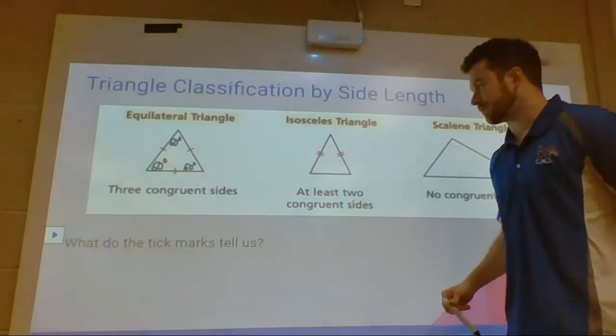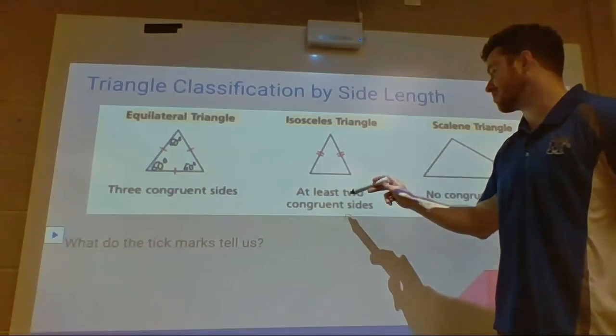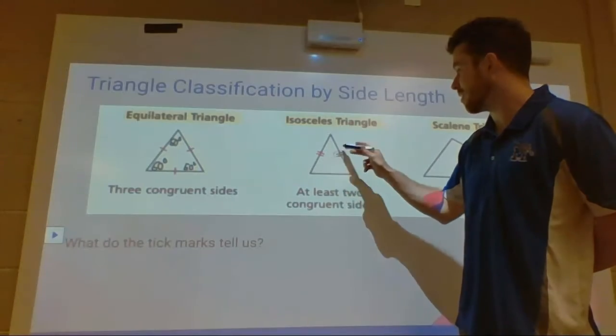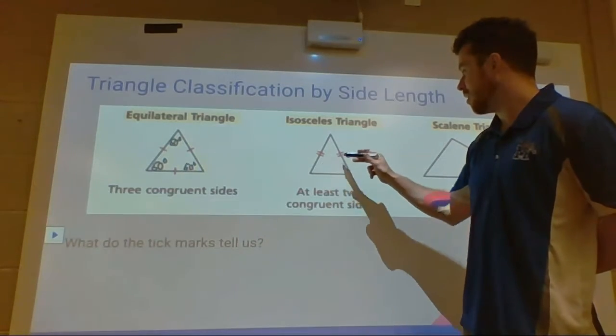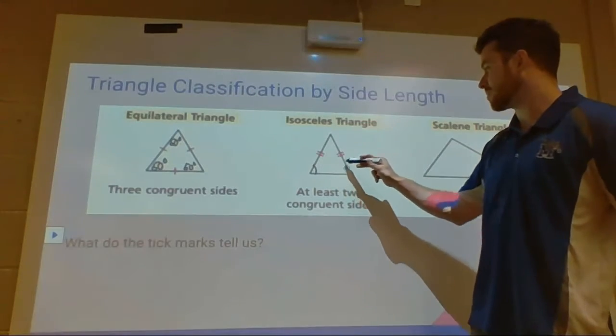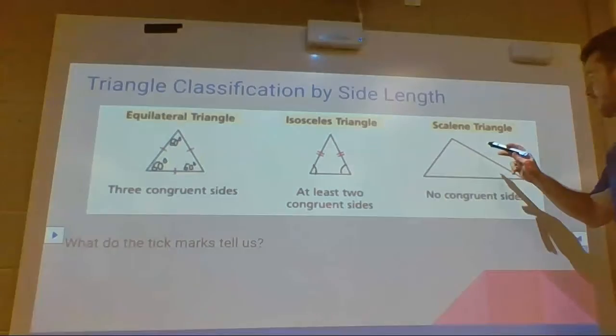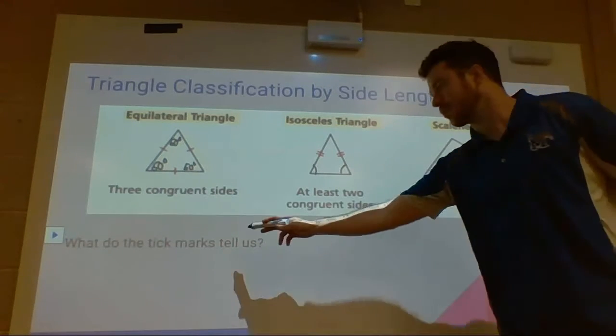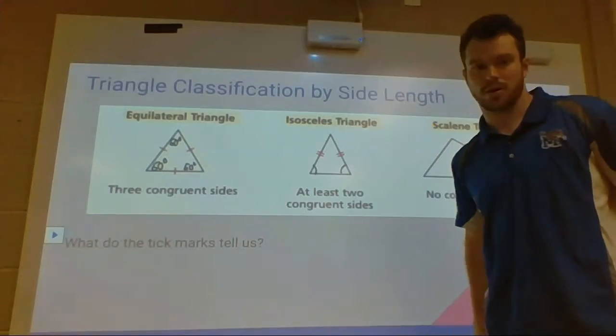Isosceles triangles have at least two congruent sides. We'll talk about this more in the future. The angle opposite this side is going to be congruent to the angle opposite of this side as well. Now, scalene triangle, none of the sides are congruent. And remember, the tick marks tell us that the side lengths are congruent.